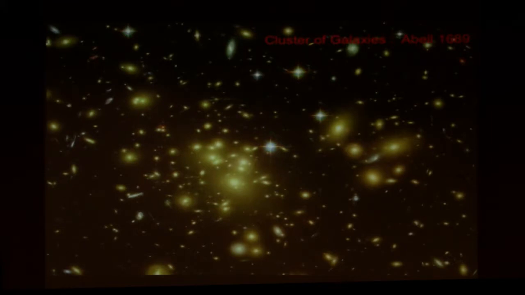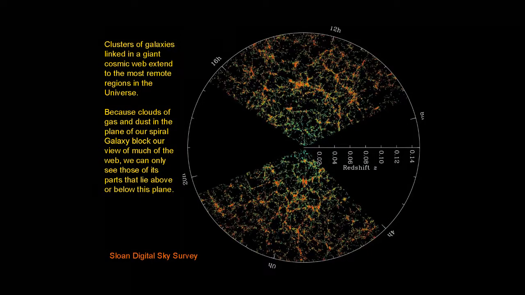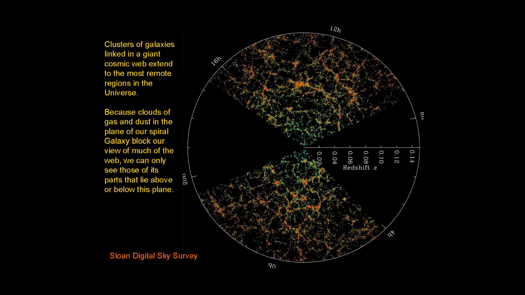But galaxy clusters, in turn, are part of a much larger cosmic web that extends as far out in space as our most powerful telescopes can reach. The dark, bow-tie-shaped spaces on the right and left in this slide are due to the clouds of gas and dust in our own galaxy, the Milky Way, which block our view of those portions of the web which nevertheless pervade the entire universe.